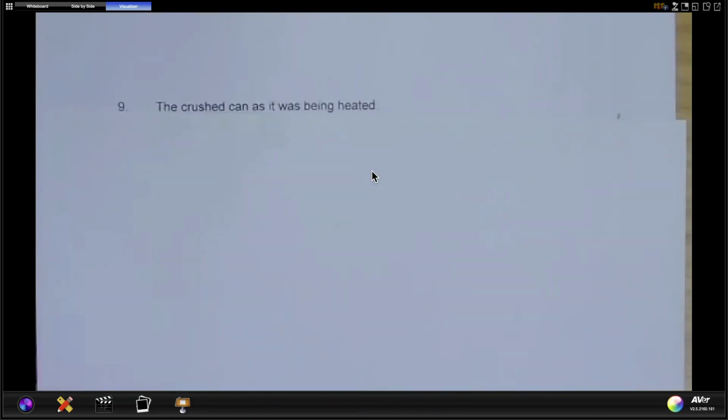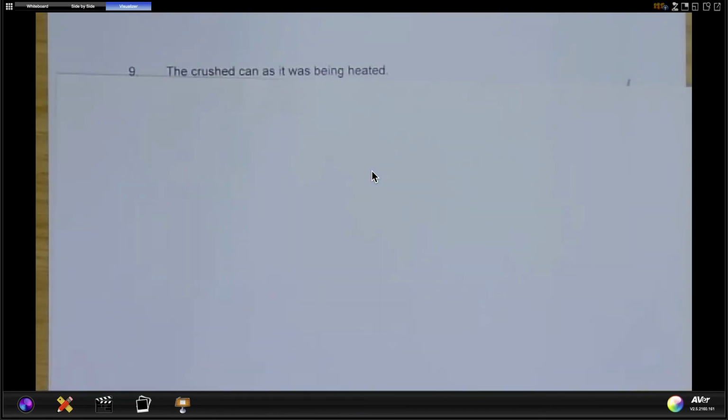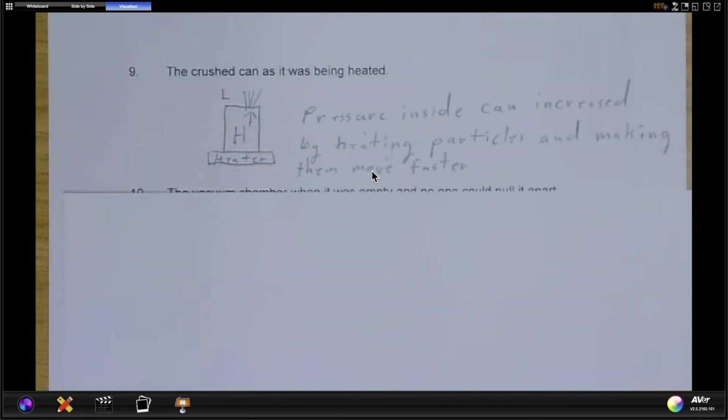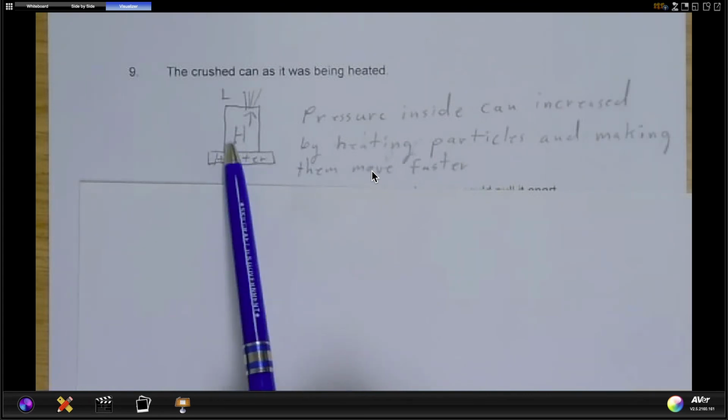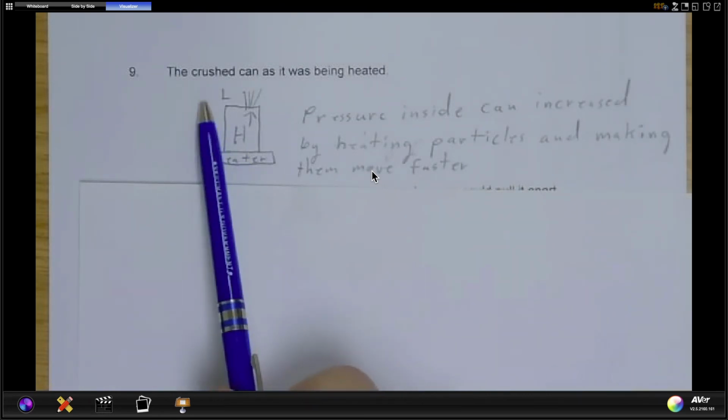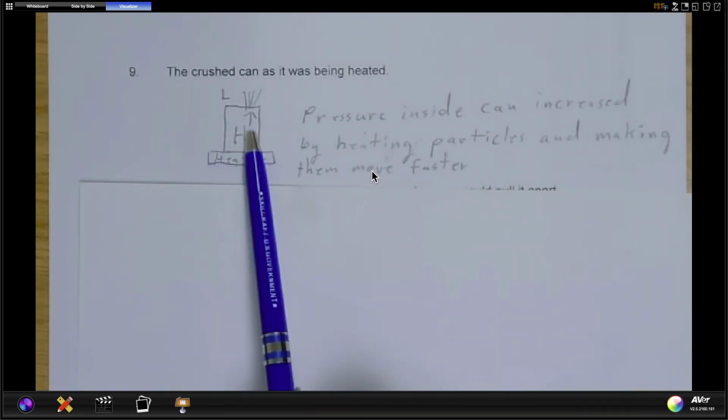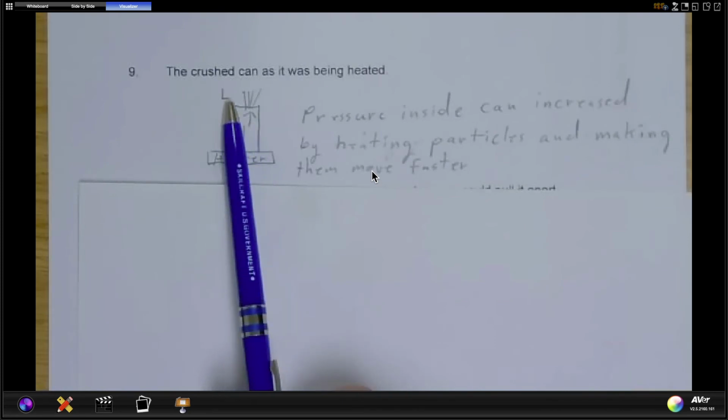Moving on to the next one. The crush can as it was being heated. Well, this one draws out like this. The pressure inside the can increased by heating the particles and making them move faster. And the high pressure is inside the can. It's flowing to the low pressure outside the can. We're showing the force arrow of the high pressure moving to the low.